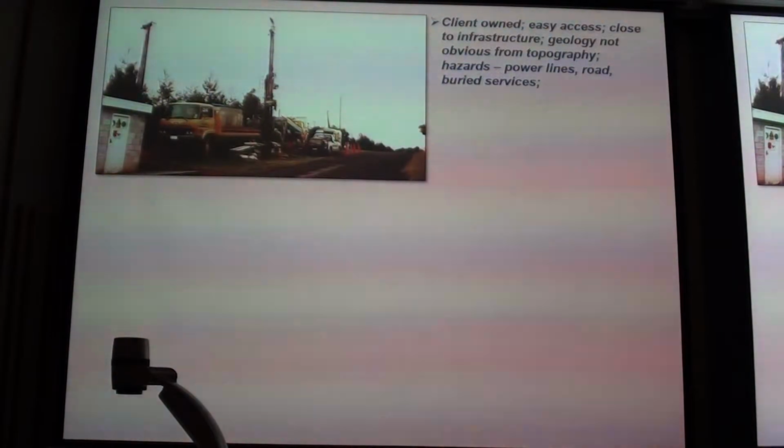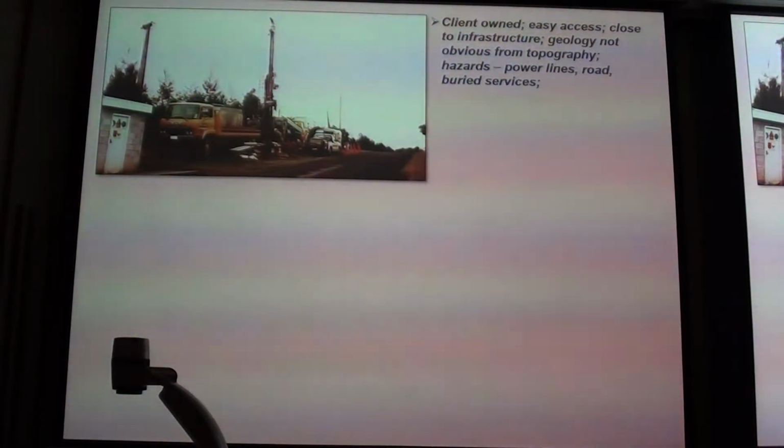Client-owned land, but on the verge of a road, so you've got to be very careful there. And notice the overhead power lines there. It's a definite hazard. All these things, I'll talk about tendering, have to be explained to the tenderer. But these are the things you look for when you're looking for a particular place to drill a hole to get water out of.